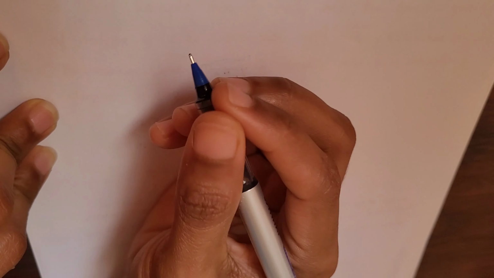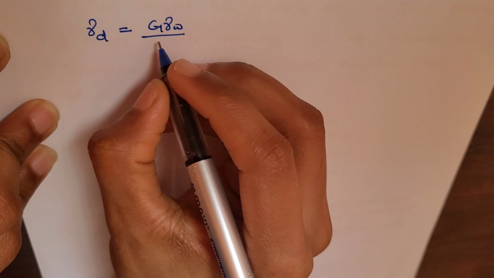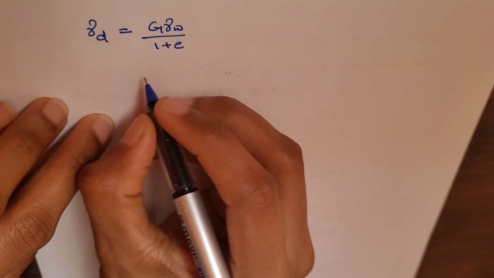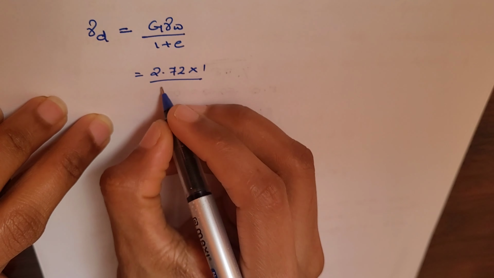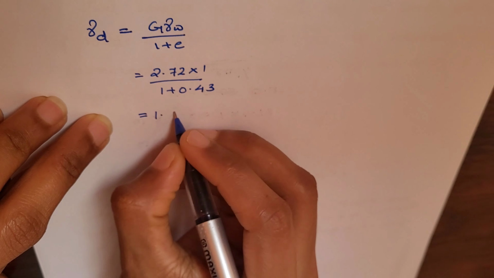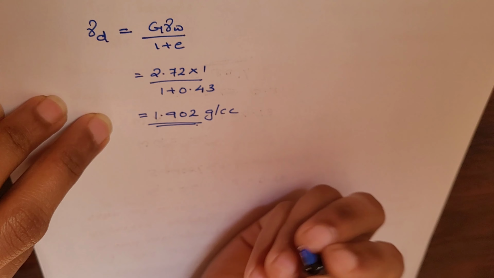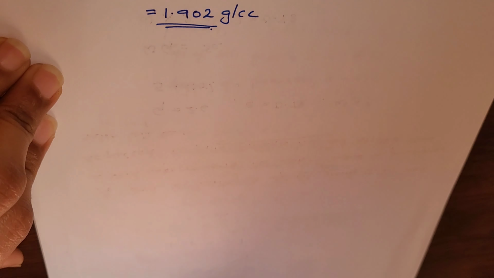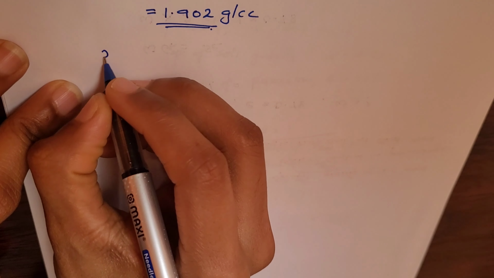Next, we have to calculate the dry unit weight denoted by gamma d. Its equation is G gamma w upon 1 plus e. On substituting G as 2.72 into 1 upon 1 plus 0.43, on solving we get 1.902 gram per cc.